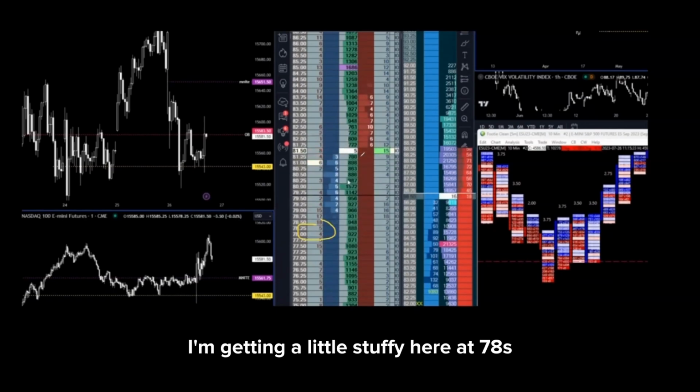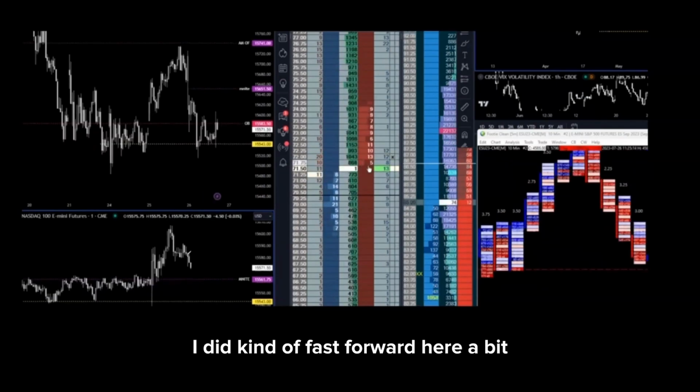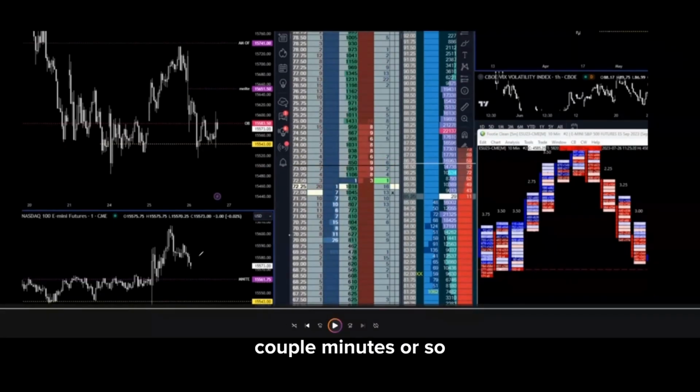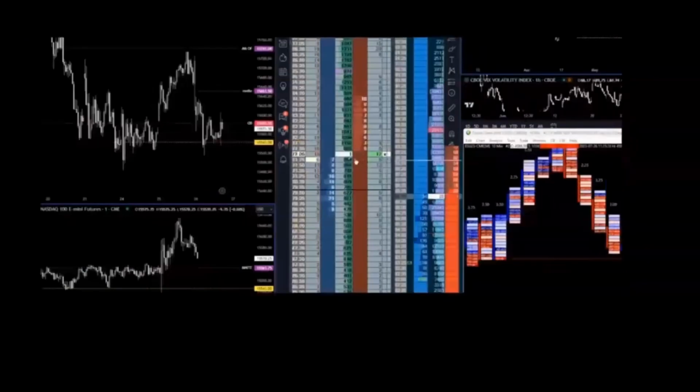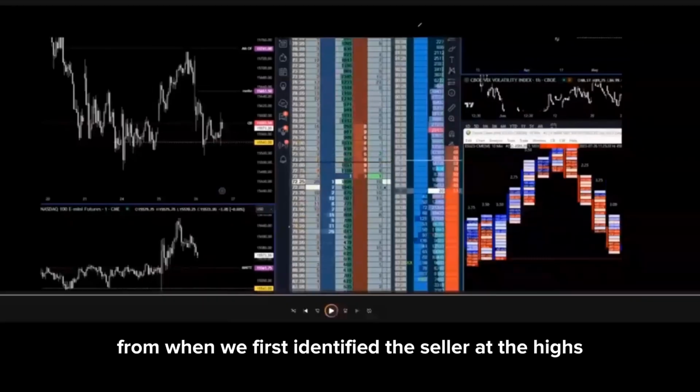Getting a little stuffy here at 7/8. You're seeing a little of that reloading again at 8.2s. And I did fast forward here a bit. After a couple minutes or so, we had a retest at 7.2. You can see we've sold off around 36 points from when we first identified the seller at the highs.